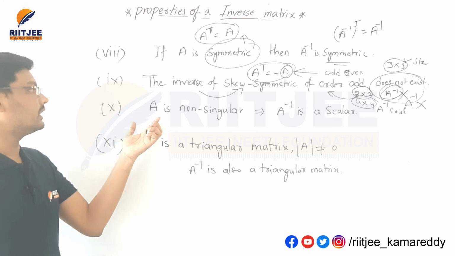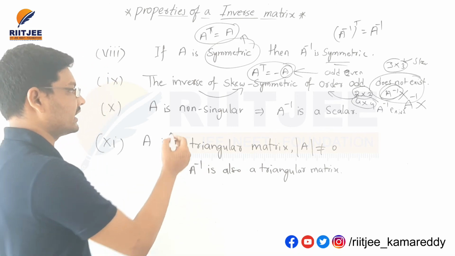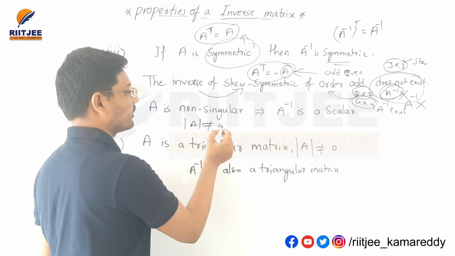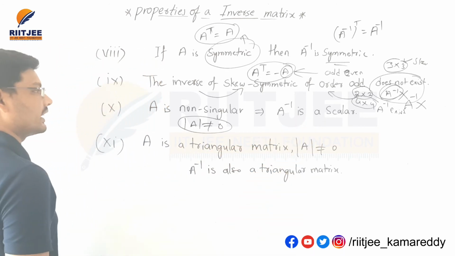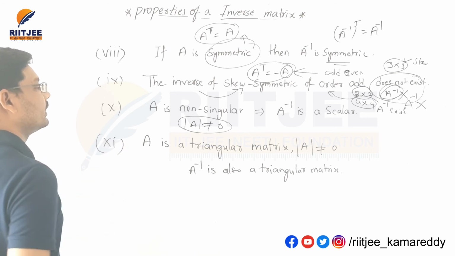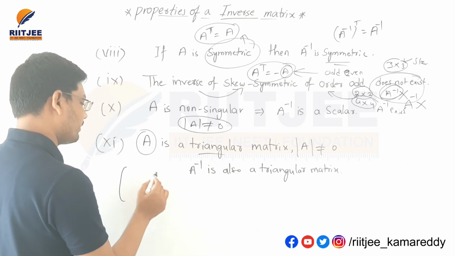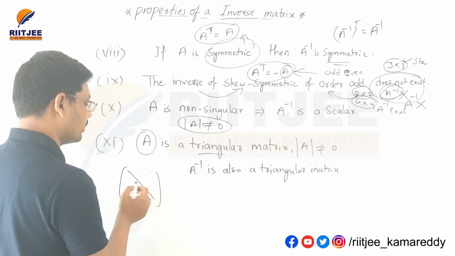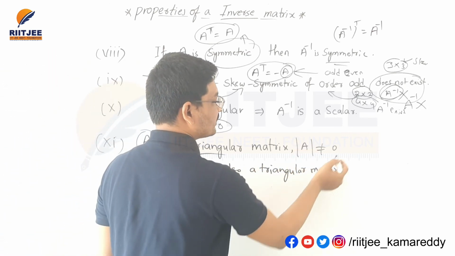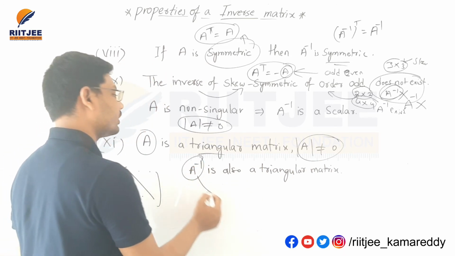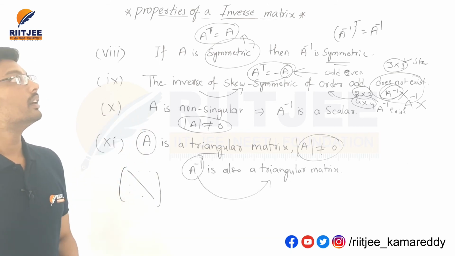Property number 10: if A is a non-singular matrix, non-singular meaning the modulus value is not equal to 0, then only A inverse exists. And property number 11: if A is a triangular matrix, meaning the elements above or below the principal diagonal are 0, where the modulus value is not equal to 0, then A inverse is also a triangular matrix. This is all about the properties we have for the inverse matrix here.